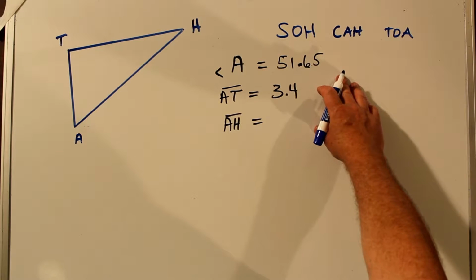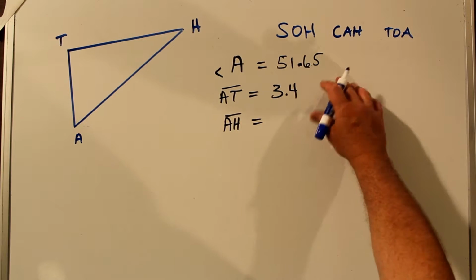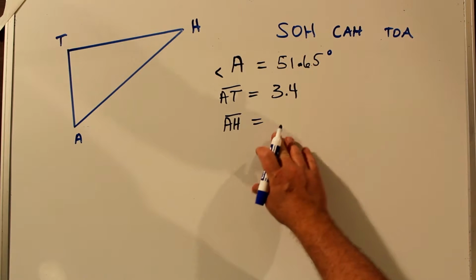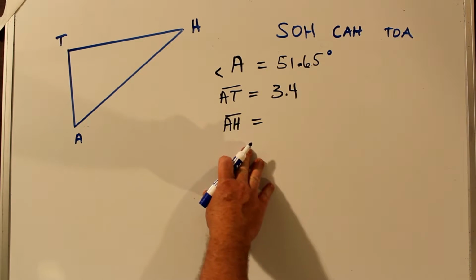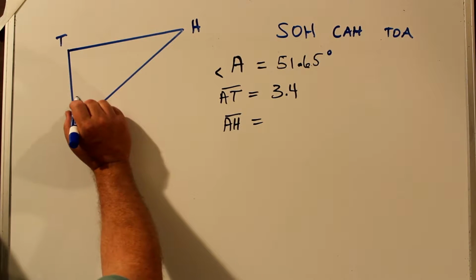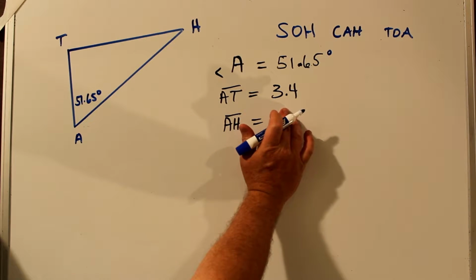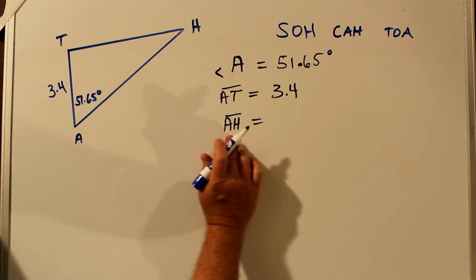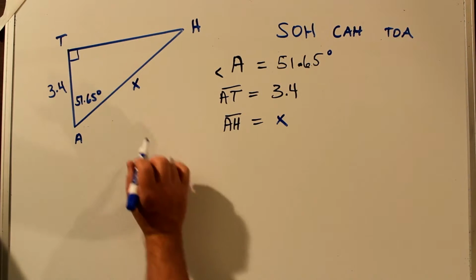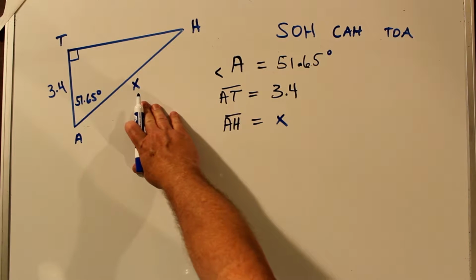In this problem, we're given the angle A equals 51.65 degrees and the length of AT is 3.4. We're asked to find length AH. Let's write in what we know. The angle A is 51.65 degrees and AT is 3.4. Side AH we'll call X, and it's opposite the right angle. So X is our hypotenuse.